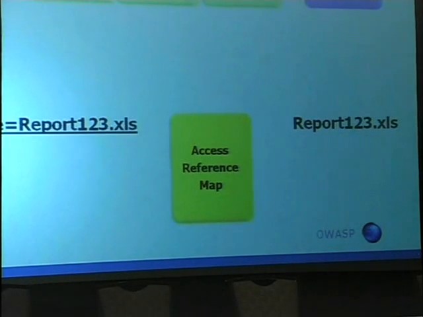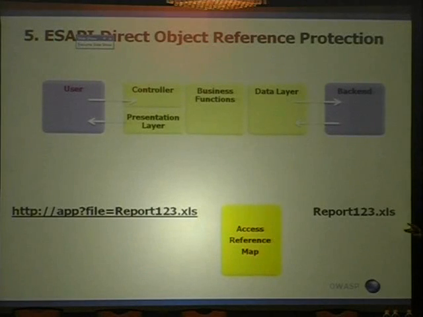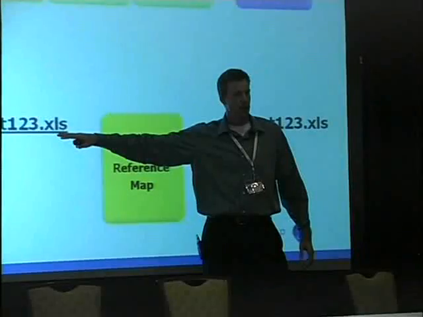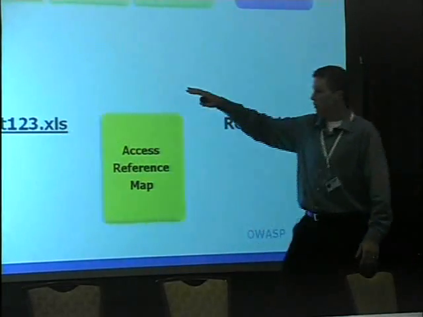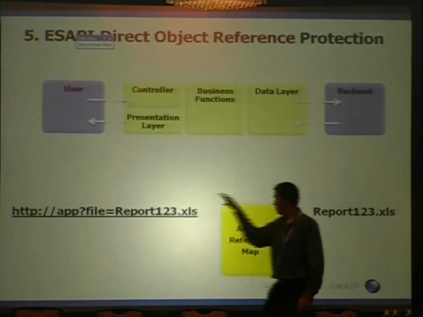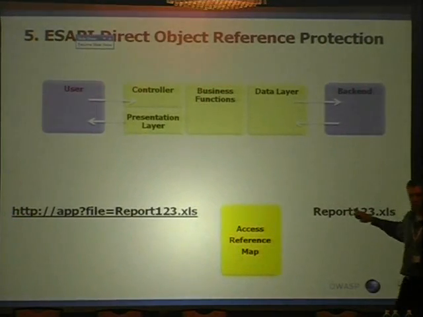Let's talk about direct object references. So this is another one of the OWASP top 10 in the access control area. We see a lot of apps that have URLs like this: file equals report123.xls. We call this a direct object reference because it's directly referring to the file on the back end. So it's like the developer's handle to this.